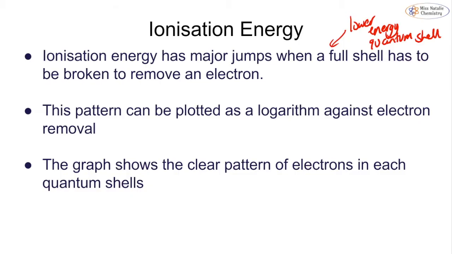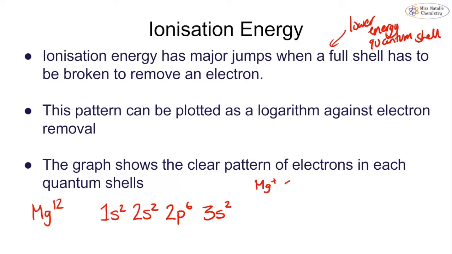So for example, if we have magnesium we said was 12. So we're going to have 1s2, 2s2, 2p6, there's 10 electrons, and 3s2. So to get to a 1 plus ion, we're going to remove one of those s electrons. So I'm going to be left with 3s1.